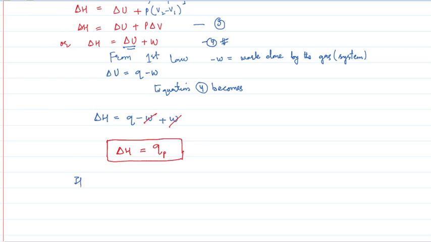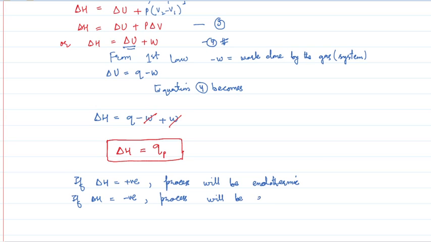Now you have to remember, if this delta H is positive for a reaction or for a process, then the process will be endothermic. Endothermic, that means that process will absorb heat. If delta H is negative, that means the process will be simply exothermic. Very simple, you know these things from the previous knowledge, but I am just revising here.